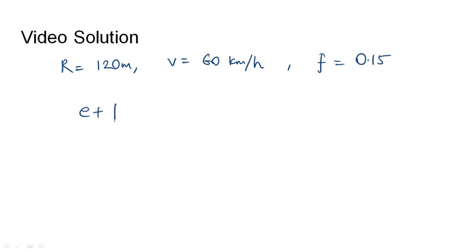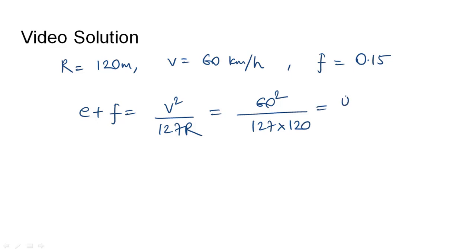So in this case, we have been given the radius of the road as 120 meters and the design speed is given as 60 kilometers per hour. The f value is given as 0.15. So as per the equation, e plus f is given by V square divided by 127 R. So substituting the value of V as 60 and R as 120 meters, we get the sum of e and f as 0.236.